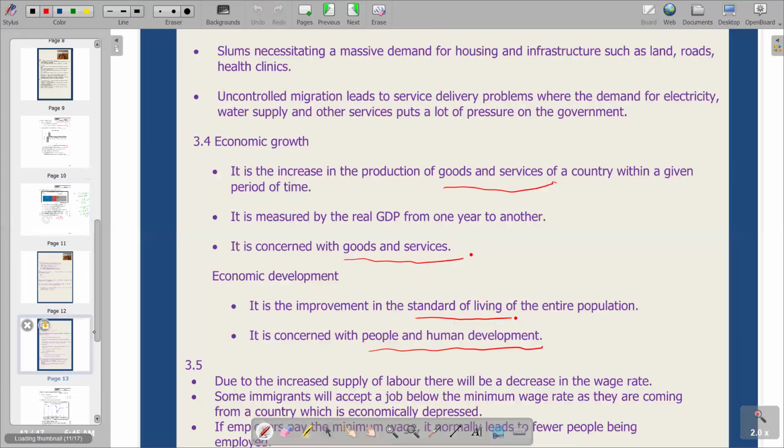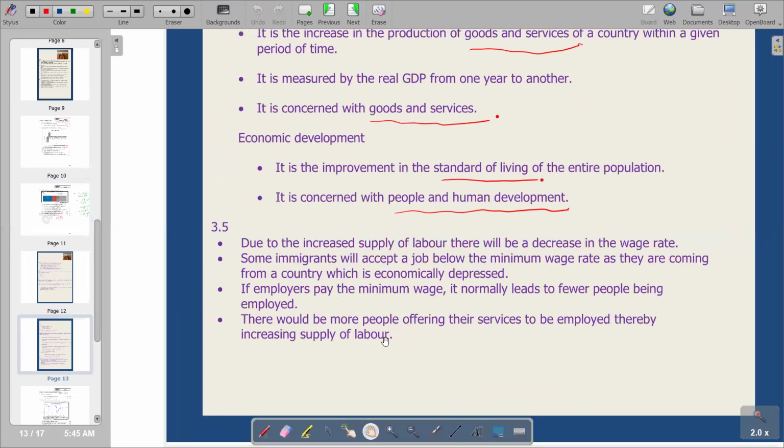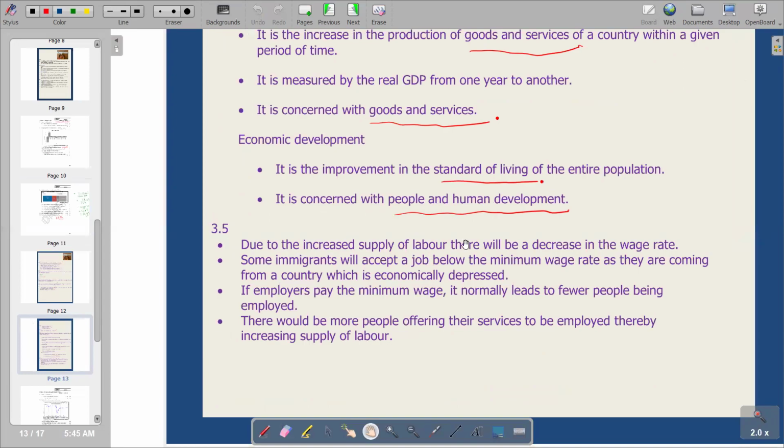So let's go and see what explanation we have according to our answer section. Remember, the question has got 8 marks, so it requires about 4 points. So the first point is saying, due to the increased supply of labor force, there will be a decrease in wage rate. This is exactly the analysis that we've just pointed out there.